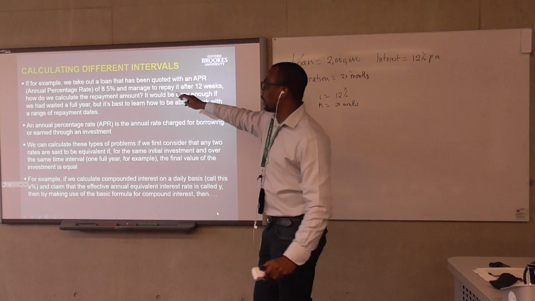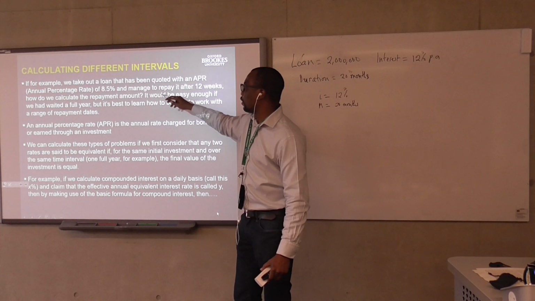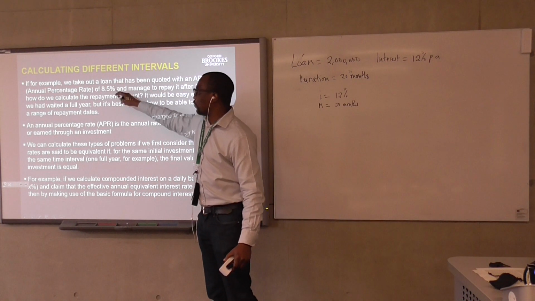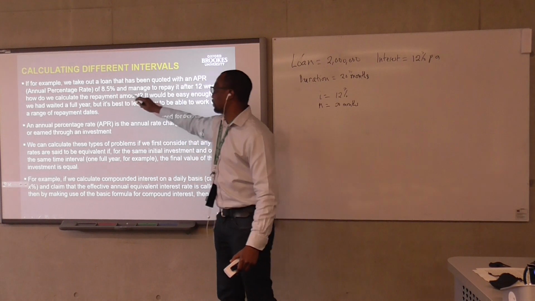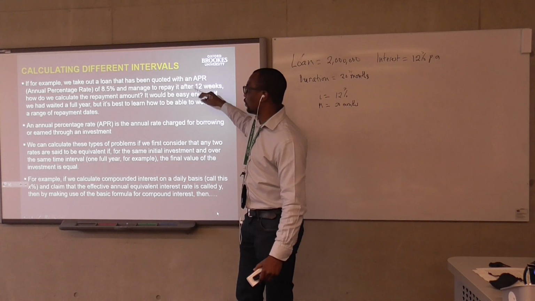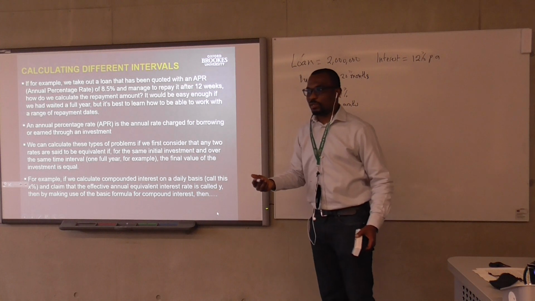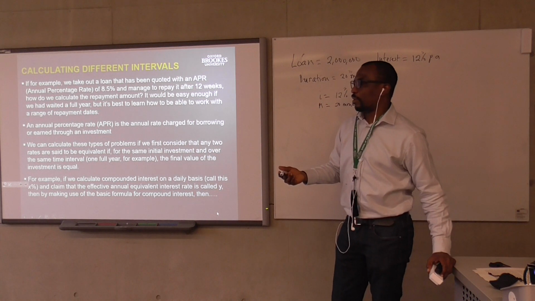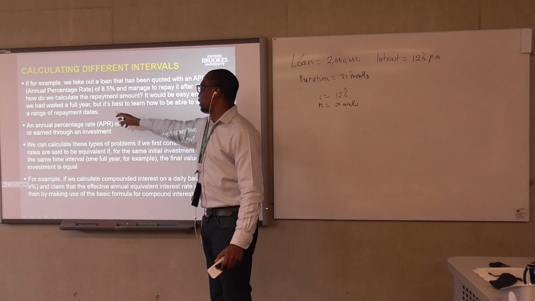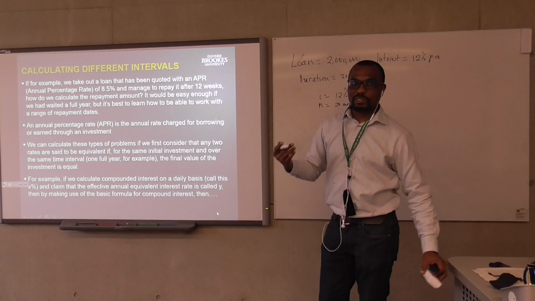For instance, if we take out a loan that has been quoted with an annual interest percentage rate of 8.5% and manage to repay it after 12 weeks. If the loan had gone for a full year, you're supposed to have paid 8.5%. But now, rather than go for the full year of 8.5%, you manage to pay it after 12 weeks. So how do we calculate the repayment amount? How much to pay to the bank? Like we said, it would be easy enough if we had waited a full year, but it's best to learn how to work with a range of repayment dates.